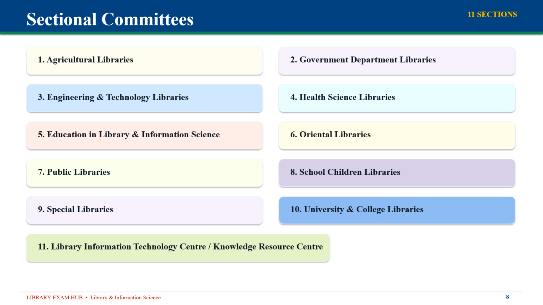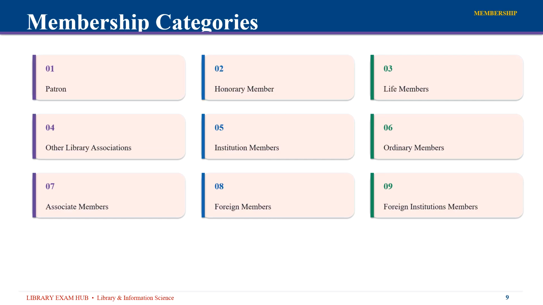Now let us discuss the sectional committees of ILA, right? These are the sectional committees: agricultural libraries, engineering and technology libraries, education in library and information science, public libraries, special libraries, government department libraries, health science libraries, oriented libraries, school libraries, university and college libraries, and library information technology centers and knowledge resource centers. These are the sectional committees of ILA.